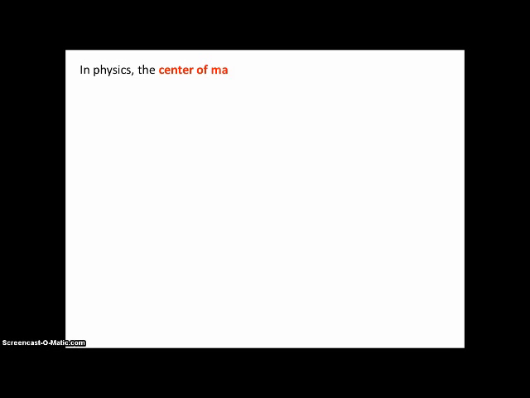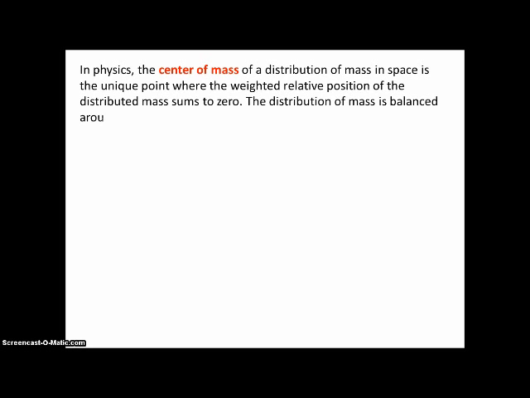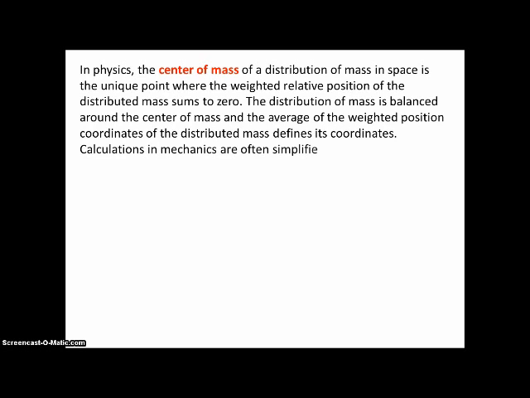In physics, the center of mass of a distribution of mass in space is the unique point where the weighted relative position of the distributed mass sums to zero. The distribution of mass is balanced around the center of mass, and the average of the weighted position coordinates of the distributed mass defines its coordinates. Calculations in mechanics are often simplified when formulated with respect to the center of mass.